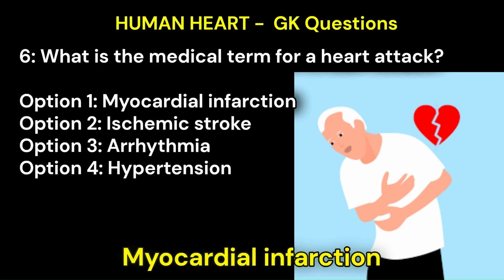A myocardial infarction occurs when blood flow to a part of the heart is blocked, causing cardiac muscle cell death. Prompt treatment with clot-busting drugs or angioplasty is critical.